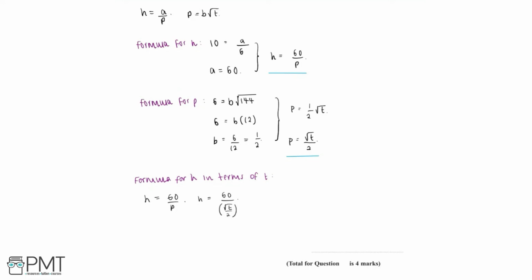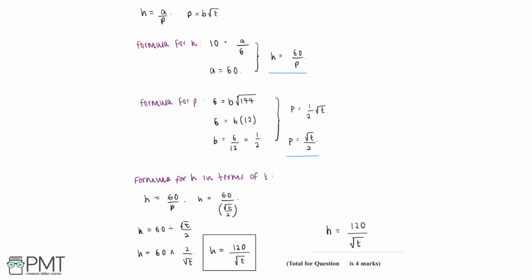Now let's write this in a way that's easy for us to work out. h equals 60 divided by root t over 2. Now when we divide by a fraction, we can flip the fraction and change the division sign into a multiplication sign. And so we can say that h is equal to 60 multiplied by 2 over root t. And so when we multiply this fraction, we'll find that h is equal to 120 over root t. And so we've now found a formula for h in terms of t. And so our answer to this question is that h is equal to 120 over root t.